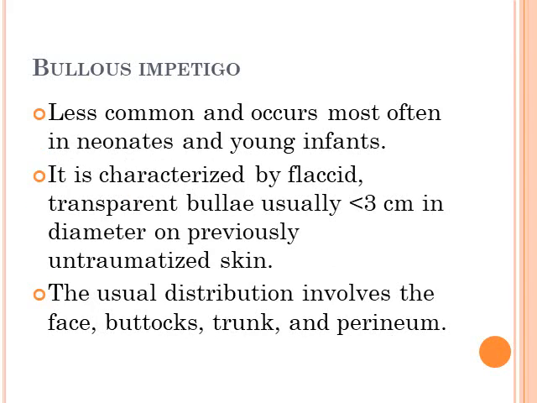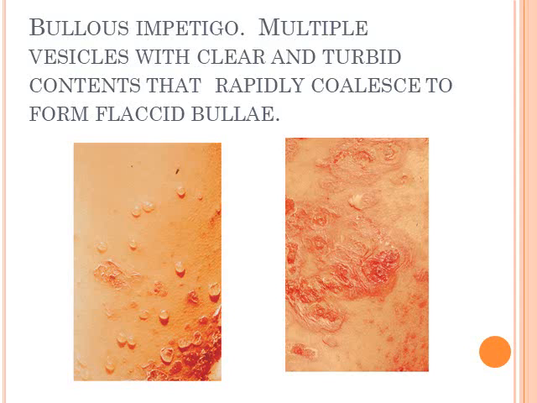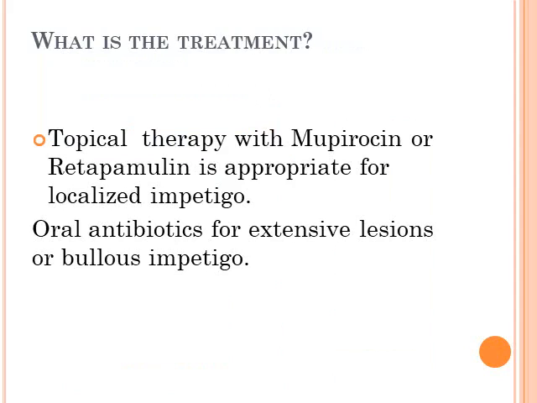Bullous impetigo is less common, occurs most often in neonates and young infants. It is characterized by flaccid transparent bullae less than 3 cm in diameter on previously untraumatized skin. The usual distribution involves the face, buttocks, trunk, and perineum. Here, bullous impetigo shows multiple vesicles with clear and turbid contents that rapidly coalesce to form flaccid bullae. So what's the treatment? Topical therapy with mupirocin or retapamulin is appropriate for localized impetigo. Oral antibiotics like cephalexin and cefuroxime are used for extensive lesions.